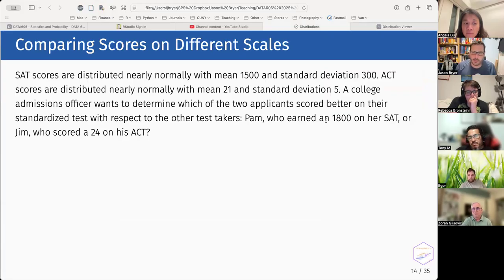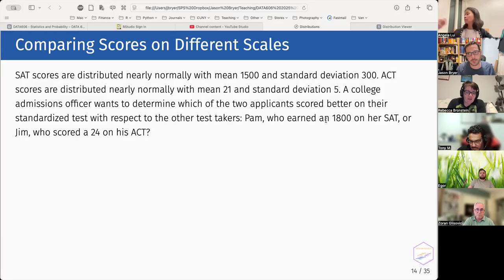So now that we have this sense of a normal distribution, and particularly the 68, 95, 99 percent rule, a property that holds for the normal distribution, this becomes a very useful tool. Let's say you're a college admissions counselor with one more spot, and you have two students who are equivalent on everything except that Pam sent in her SAT scores, and Jim sent in his ACT scores.